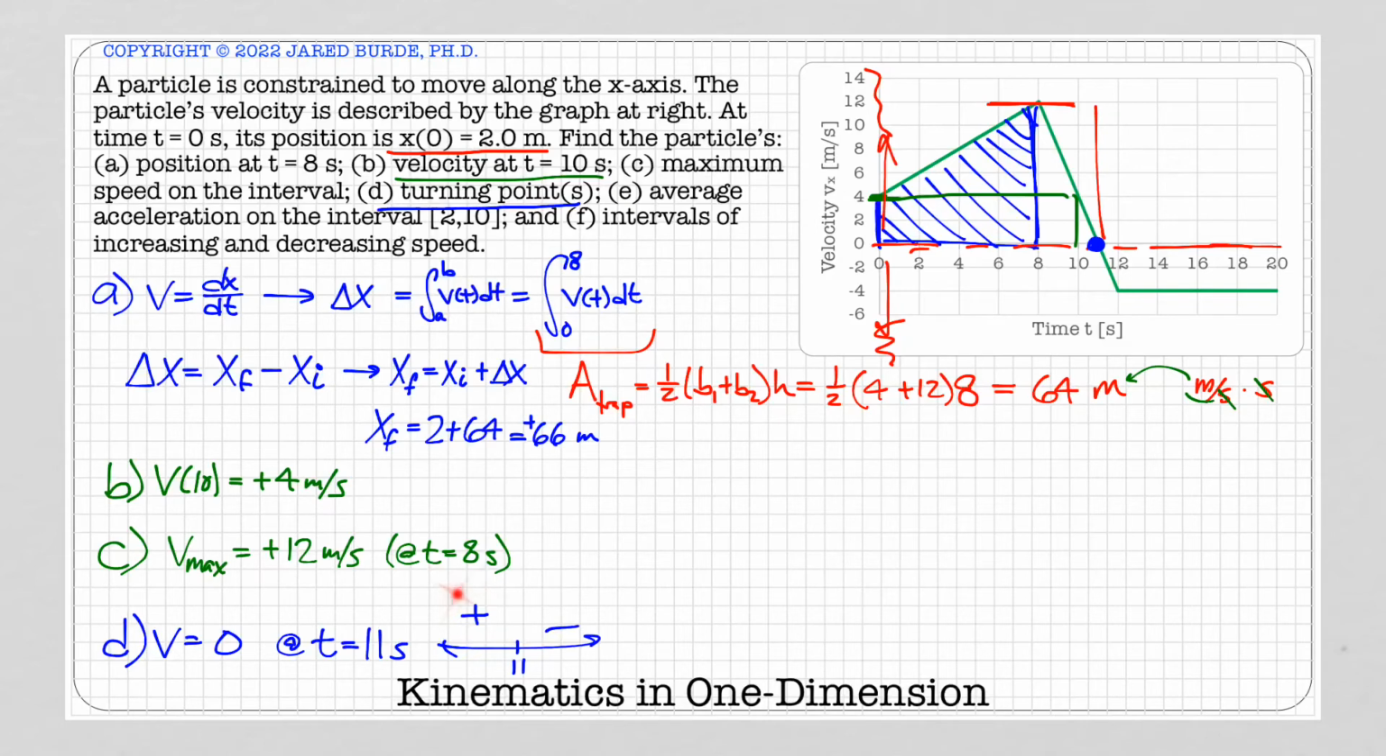So what that means is I had a positive velocity, I'm moving to the right. At t equals 11 seconds, I stop. And after 11 seconds, my velocity is negative, so I'm coming back the opposite direction. So this is definitely a turning point. It's the farthest to the right that the particle goes.